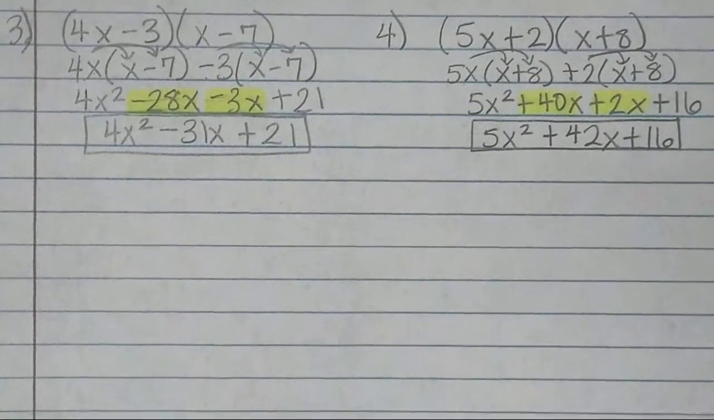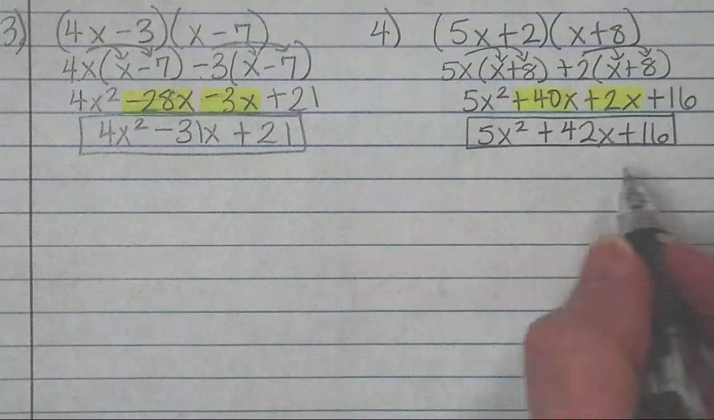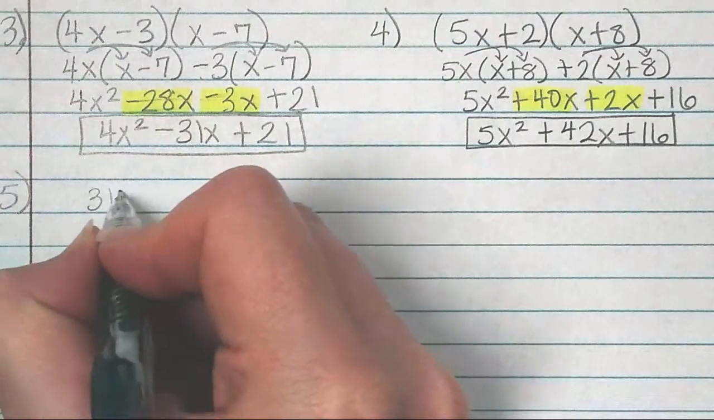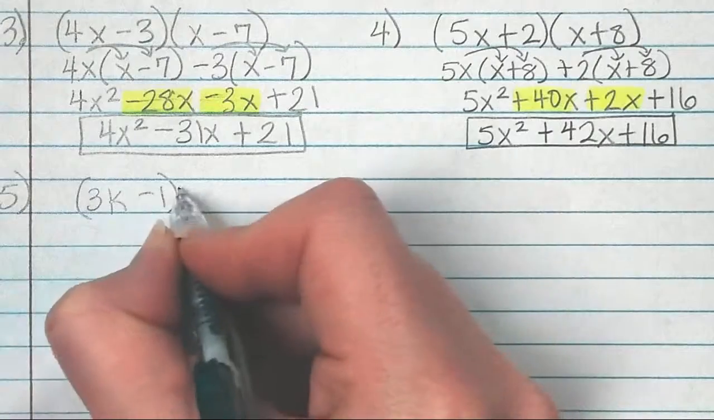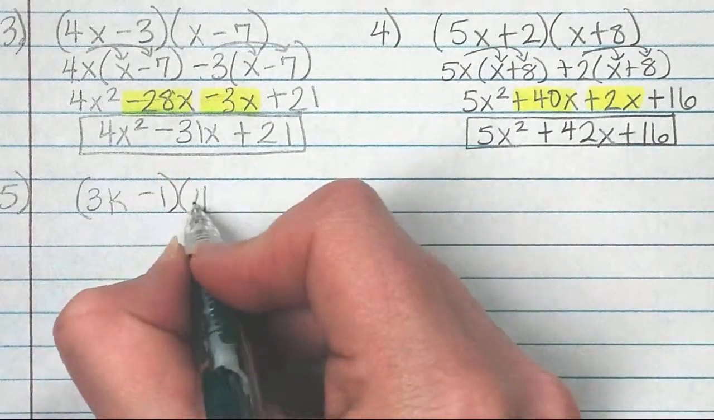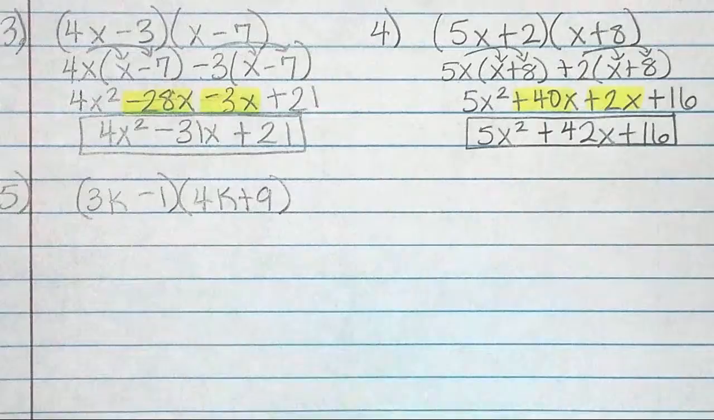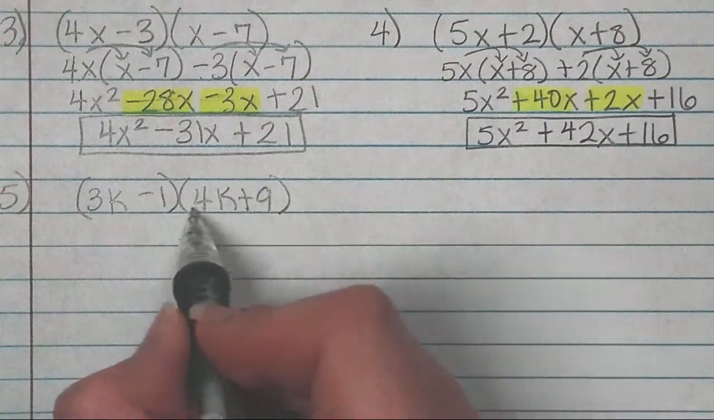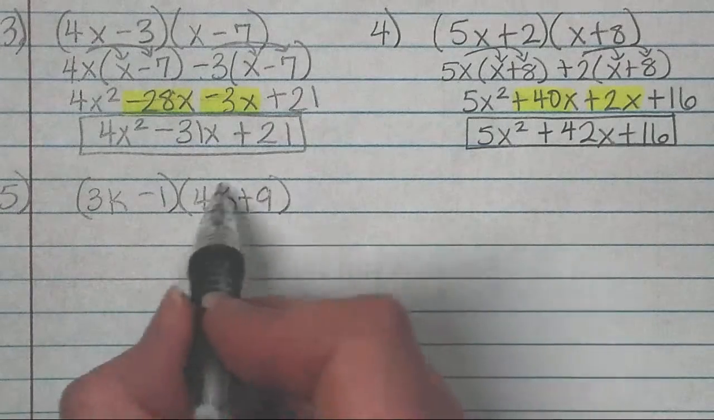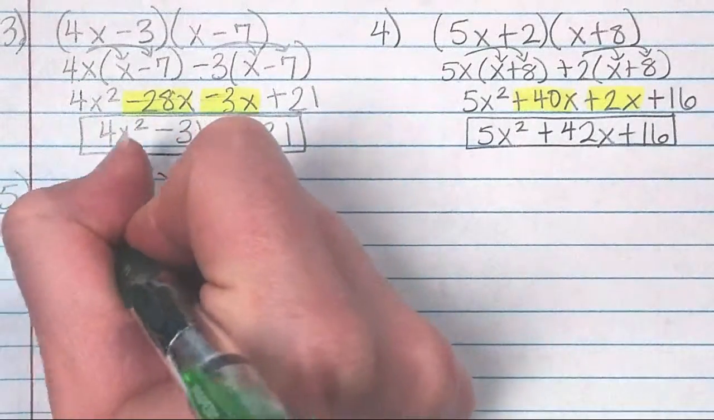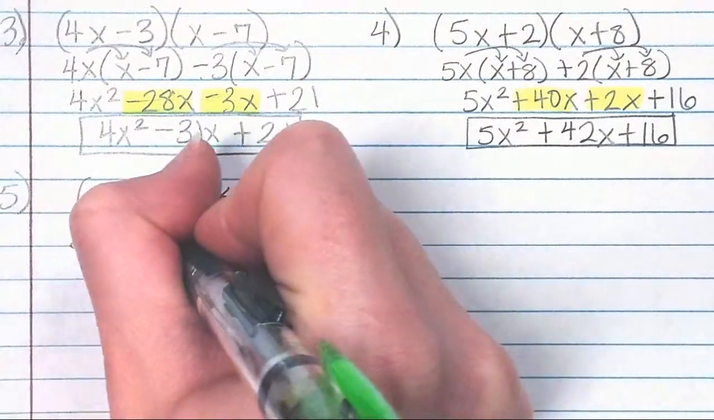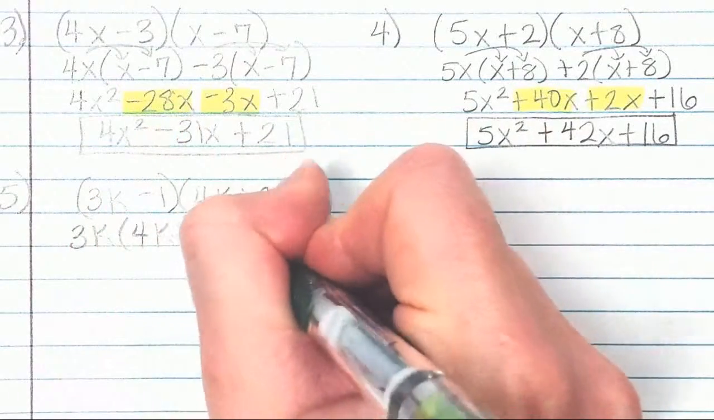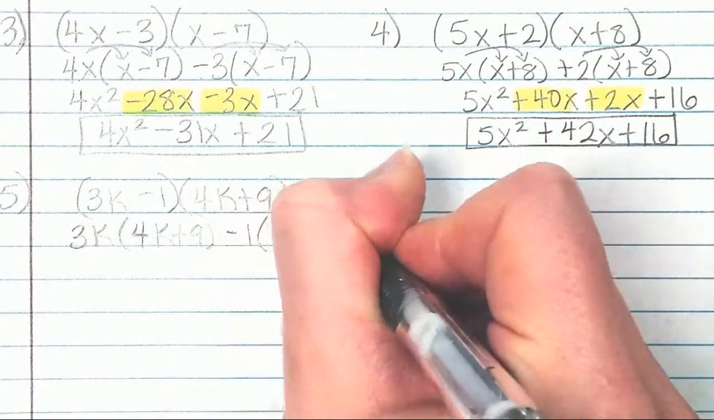Okay, let's move on to another example. I'm going to use the same method. Number 5, 3k minus 1, that's your first binomial, times 4k plus 9, your second binomial. Again, I'm taking the 3k and putting it with this entire binomial, and then I'm distributing the negative 1 to the entire binomial. So we have 3k times 4k plus 9, and then we have our minus 1 times 4k plus 9.